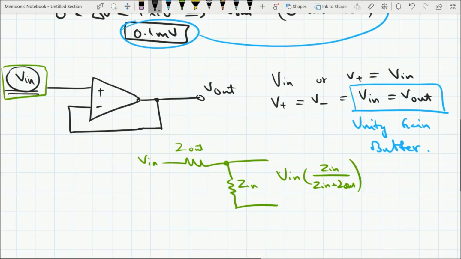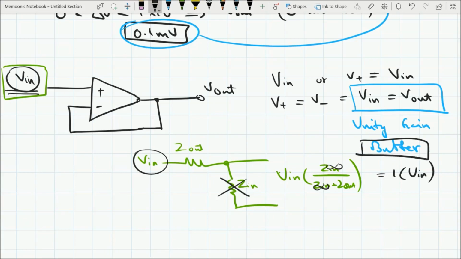But in this case, we know that the input impedance of this operational amplifier is infinite. So what if this Z in is not there? It is an open circuit. So it will be infinity, and using L'Hopital rule, it will become 1 into V in. So there will be no degradation or no attenuation in the input voltage that we are trying to supply to our system. So that is why we call it a buffer. It is virtually eliminating the effect of loading.